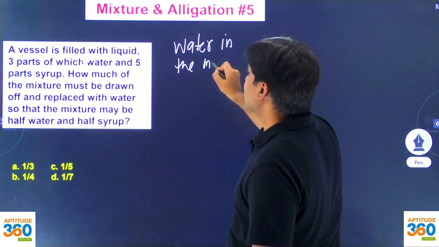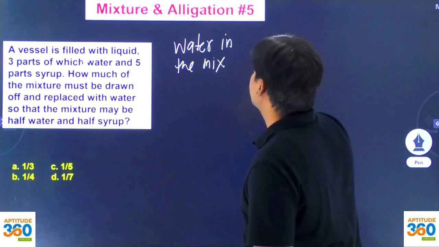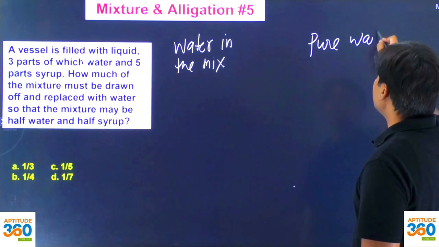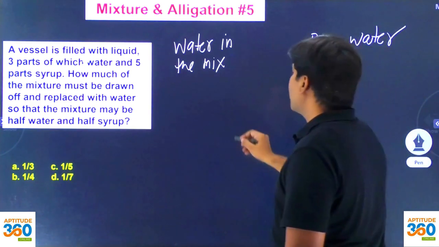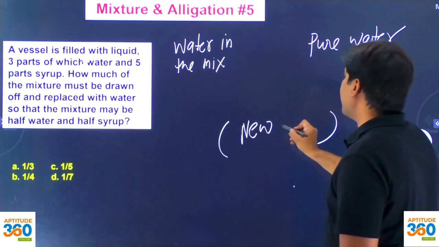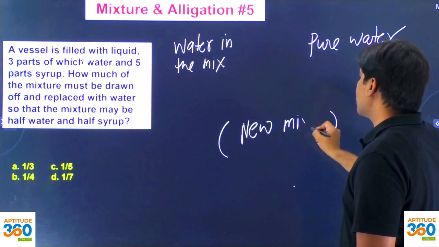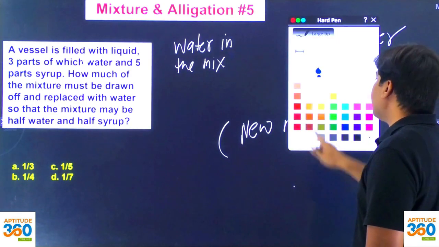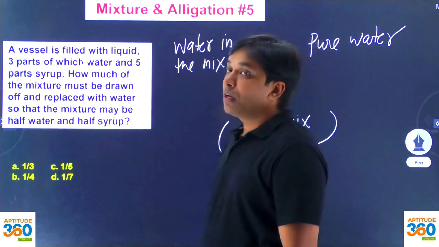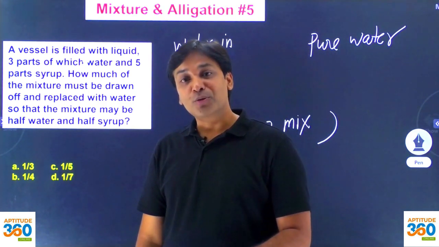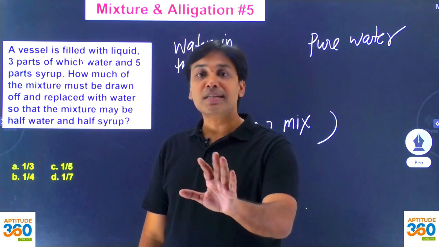Water in the mixture as of now, and then you have got pure water, and then you want a kind of new mixture. That is what is happening here. You want new mixture. Read the problem very carefully, even though this is a two-liner problem. Even though this is very complicated, even though it will take one page for you to solve, but if you understand the method, the work becomes easy.